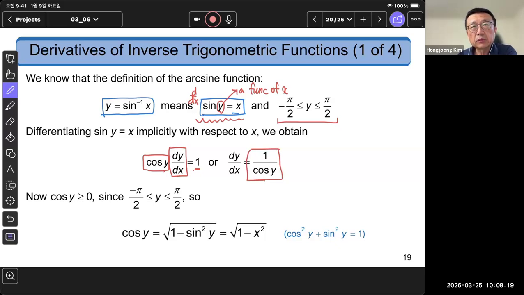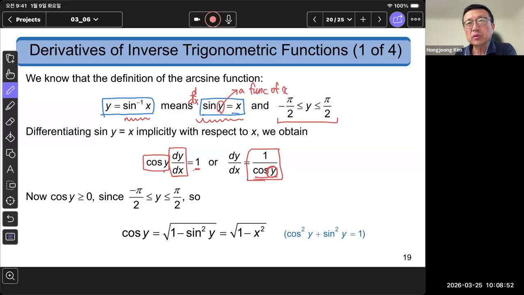Now, this cosine y is still unknown, right? Because I am given some arcsine of x. Some function in x is given. Now, when I differentiate y with respect to x, I expect something in x. So I'm not happy with this y appearing on the right hand side. So I want to eliminate this y from the right hand side.